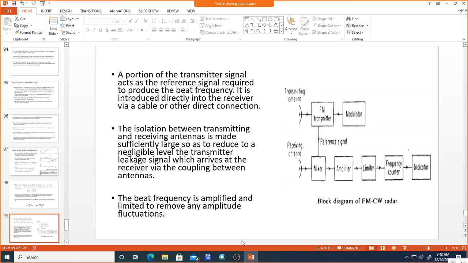Now that beat frequency is amplified and limited to remove any amplitude fluctuations. After detecting that beat frequency, it is amplified, and any noise there is going to be removed, and also the fluctuations.